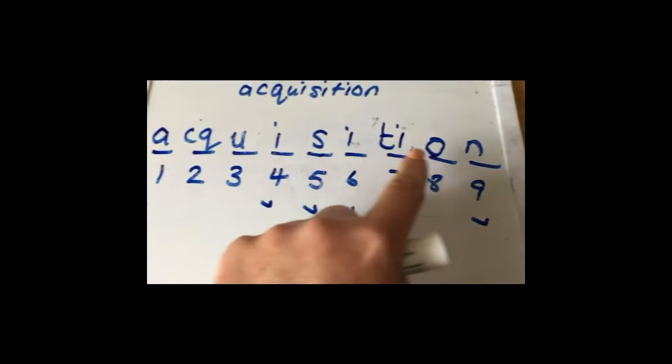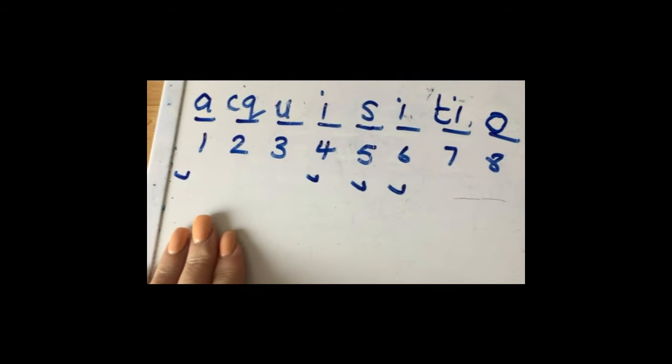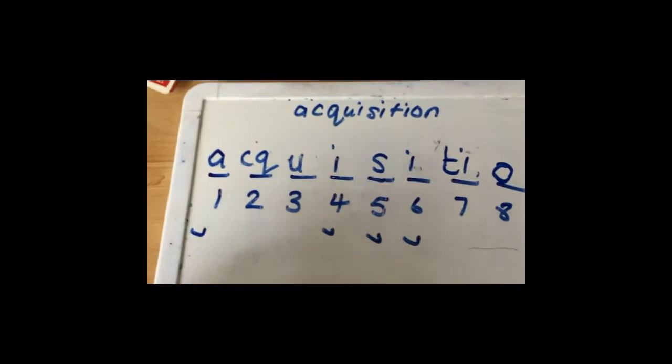And then again, we go to the one which is in purple, the schwa. Let me just tell you it's that one. Okay, so acquisition. And then they would write it out 5 times.